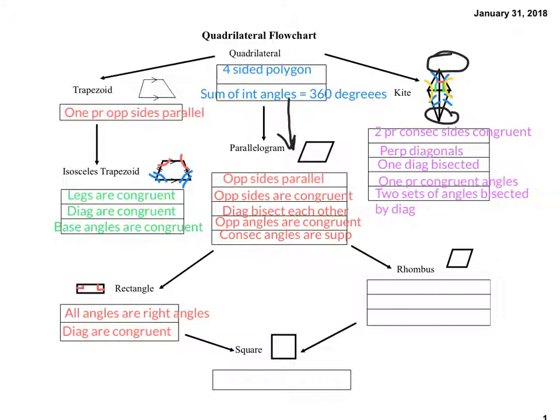Let's go to the rhombus. So we're going to go over to the right. So we've got a parallelogram, but now we want to prove that that parallelogram is a rhombus. Some of the properties of a rhombus include that we have consecutive sides congruent. Okay. And we know because it's a parallelogram, opposite sides are congruent. Therefore, if consecutive sides are congruent, then they're all congruent, because opposite sides are congruent as well.